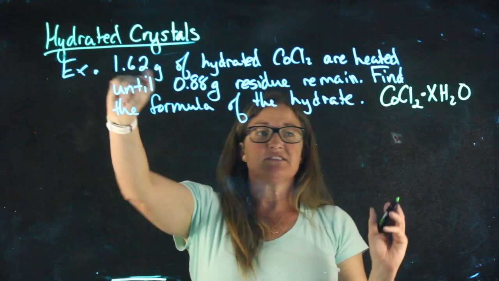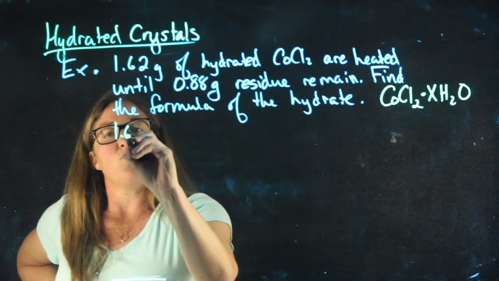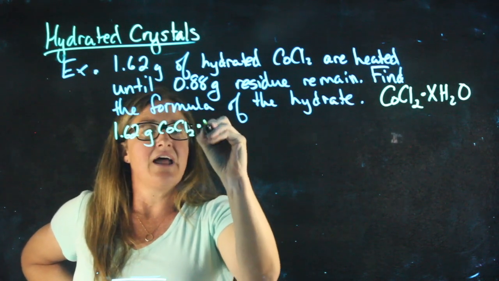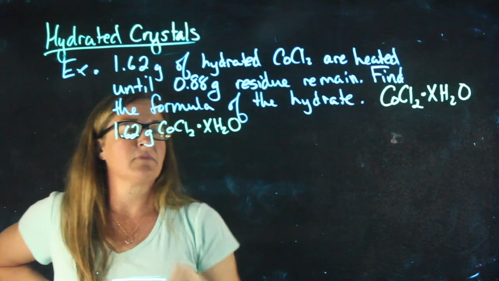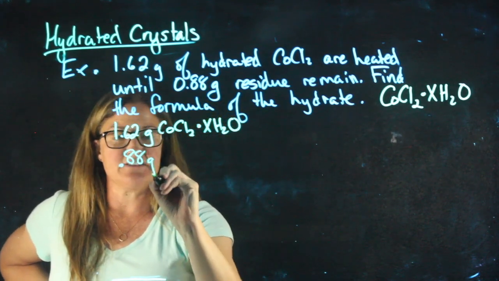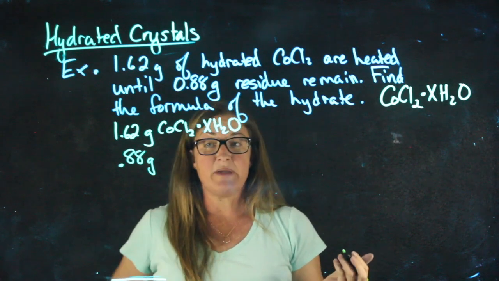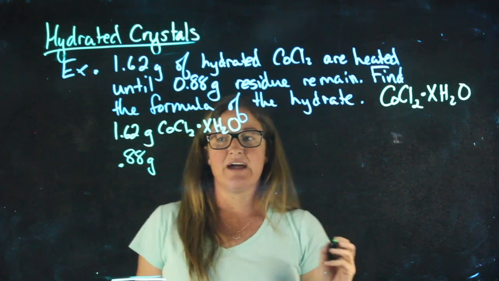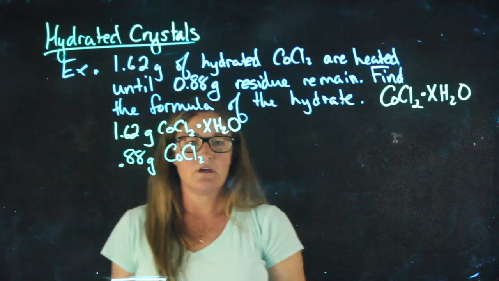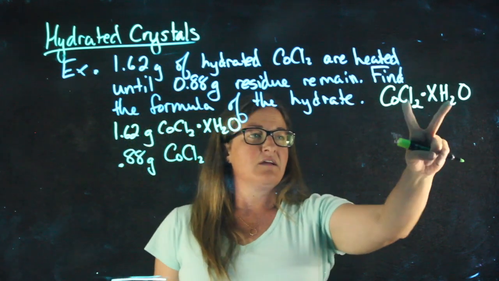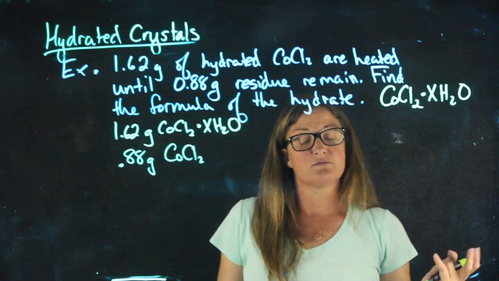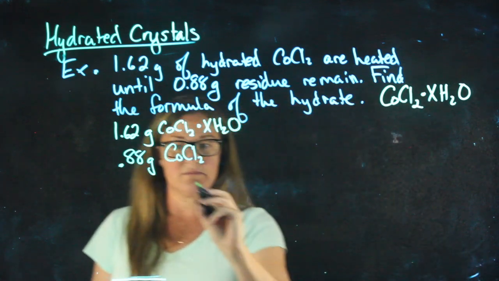So I have 1.62 grams of the CoCl2 dot XH2O. I have 0.88 grams of residue. The residue is what's left behind after heating. What's left behind after heating? Just the CoCl2. If I want to find the ratio of this to that, I'm going to need to know which one's moles, which means I'm going to need to know each one's grams.